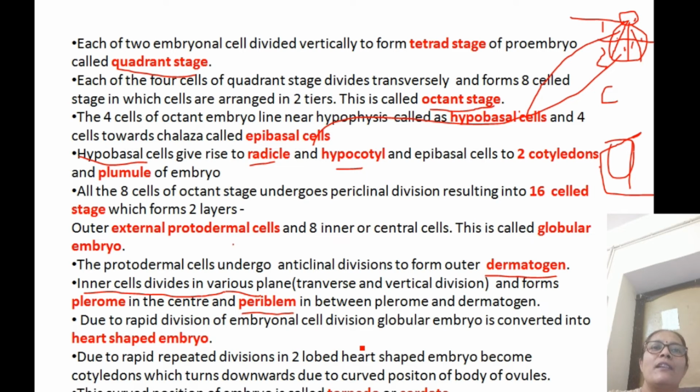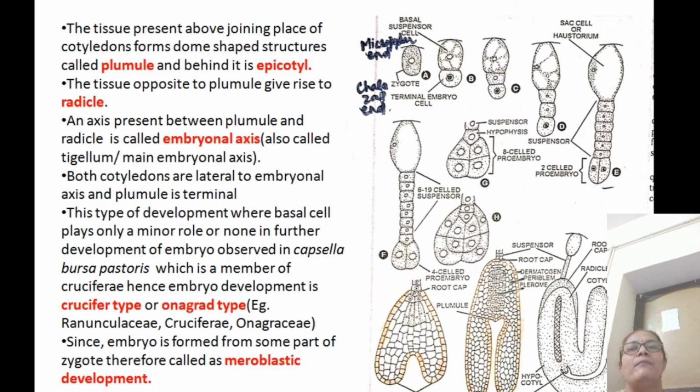Now due to repeated division of embryonal cells, the globular embryo is converted into heart-shaped embryo. Due to rapid and repeated division in the 2 lobes of heart-shaped embryo, those 2 lobes become cotyledons, which turn upside down. And why is it turning upside down? Due to the curved position of the ovule body. Now this curved position of embryo is known as torpedo or cordate.